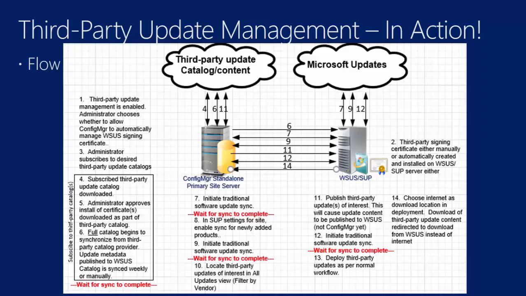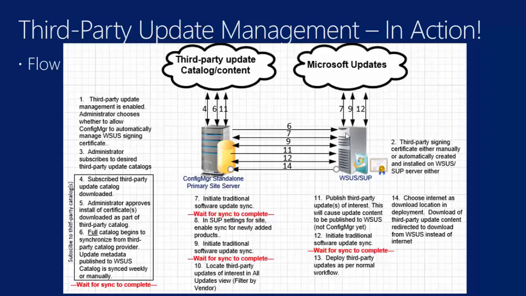Once we subscribe to the desired third-party update catalog, there is this section, step 4, 5, and 6, that happens to do the subscription. So the subscribed third-party update catalogs are downloaded. That is from the third-party update vendor, right? Their location. 5, there will be at least one cert with the catalog that comes down that you will have to approve as part of the wizard. So administrators will approve that. And then finally, the full catalog begins to synchronize from the third-party vendor. So step 6, we are grabbing the catalog and we are loading it to WSUS.